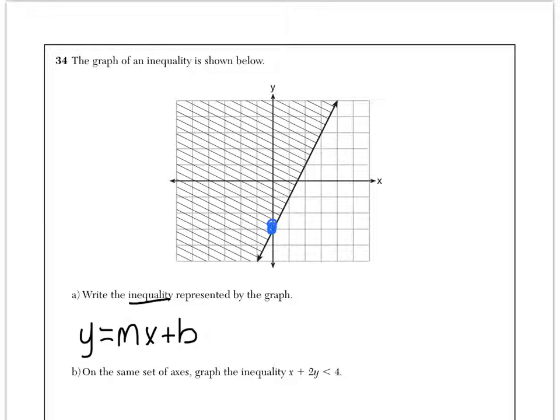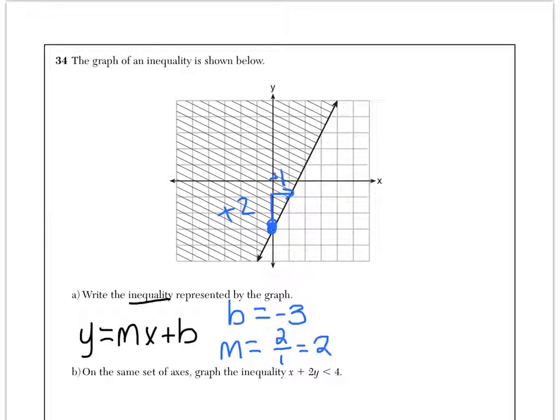Here's our y-intercept. So our y-intercept is -3, and our slope, remember, is rise over run. So up to the right 1, plus 1. So our m is equal to 2 over 1, which in our equation we're just going to use the number 2.